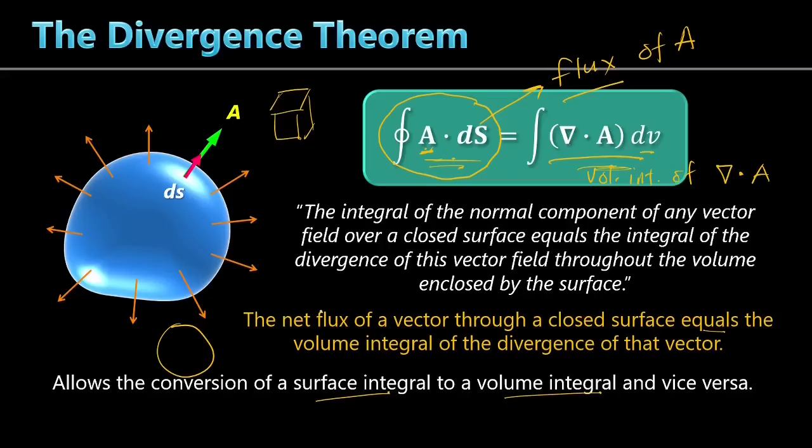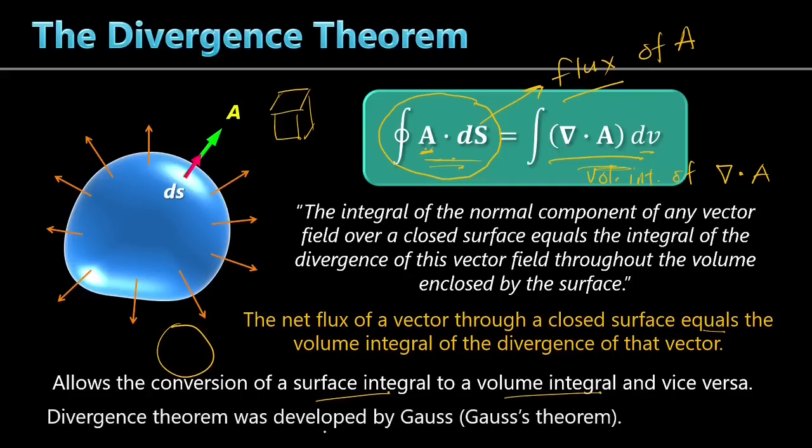Ngayon, saan natin yan gagamitin? Gagamitin natin yan sa pagdiderive ng Gauss's law. So, ibig mong sabihin, sir, itong divergence theorem related sa Gauss's law? Yes. At itong divergence theorem na yan ay dinevelop ni Gauss. At tinatawag din siya na Gauss's theorem. So, do not confuse Gauss's theorem and Gauss's law. Gauss's theorem is for mathematics and Gauss's law is for electromagnetics.